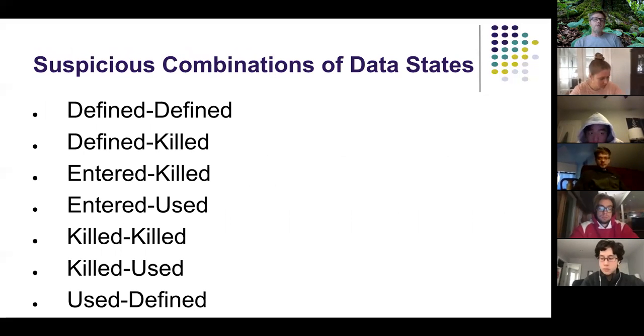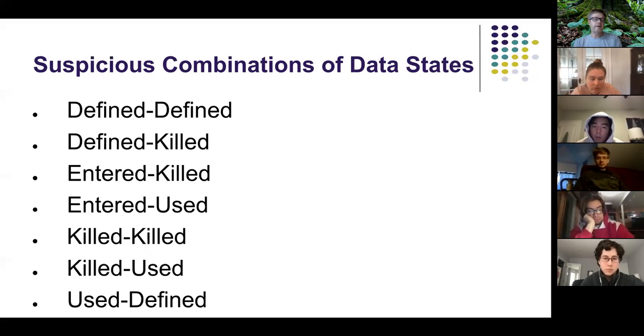So it turns out that there's suspicious combinations of data states. For example, if we define something and then define it again with nothing in between, probably we did something wrong. Why would we define something and then define it again but never use it in between those two defines? It doesn't make sense, right? Or what if we defined something and then killed it but never used it? Or what if we entered a routine and then the first thing we did is we killed something? Or what if we entered and then we used before we defined? Or what if we killed something twice? That doesn't make any sense.